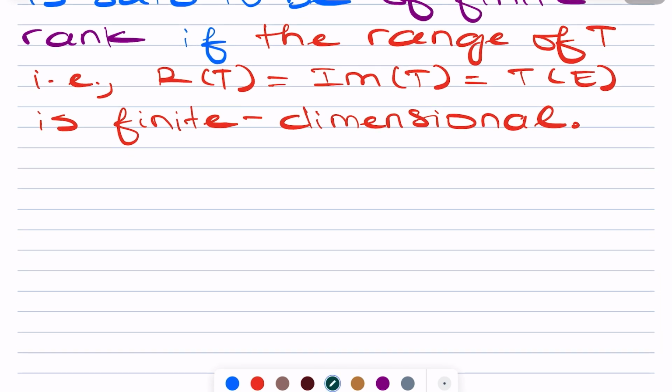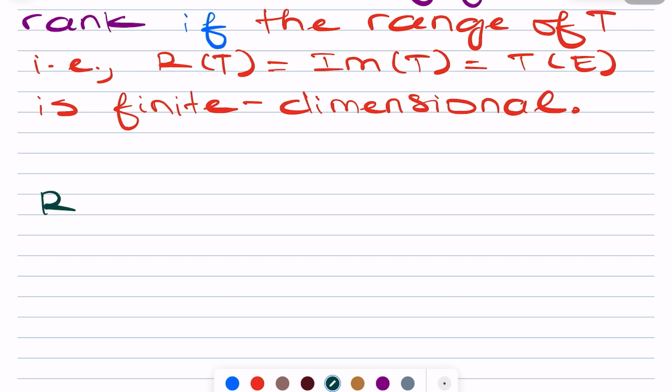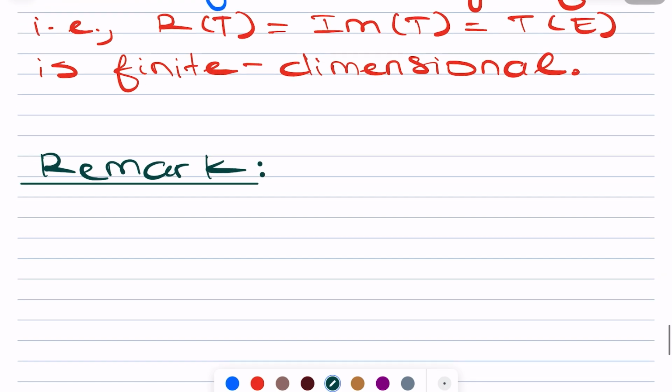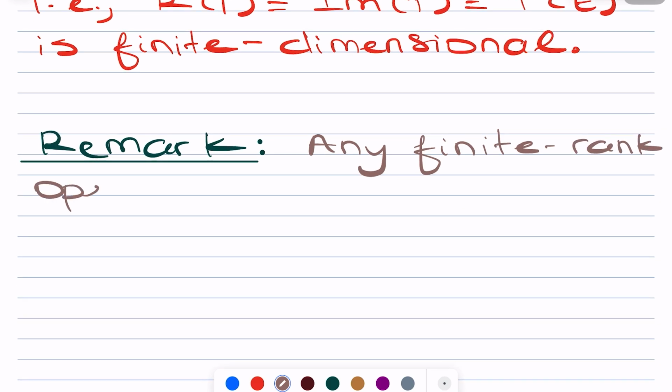So let's have some remark. Remark: any finite rank operator is compact.